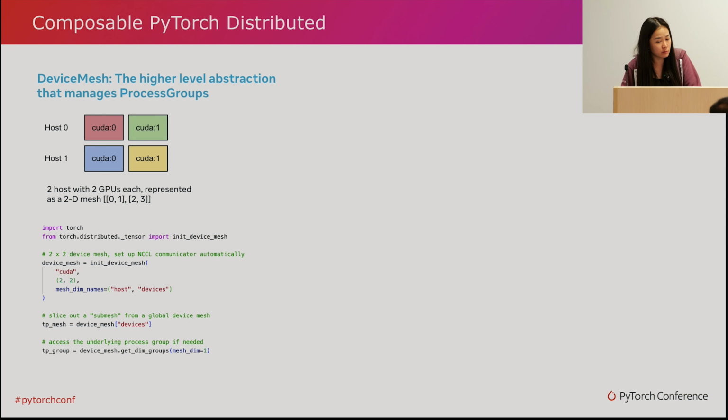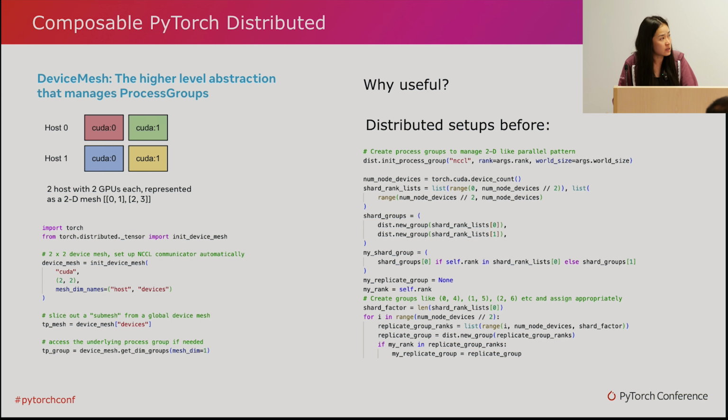So why is DeviceMesh useful? For multi-dimensional parallelism, in 2D, 3D settings, we need to set up the NCCL communicator correctly before applying any sort of parallelism. For example, here is an example of how a distributed developer could be manually creating process groups for a 2D hybrid sharding. As you can see, it's fairly complicated and very error prone. And with DeviceMesh, things can become so much easier.